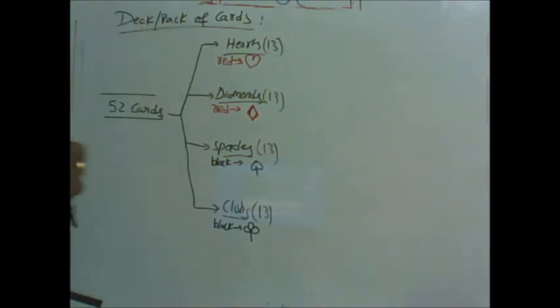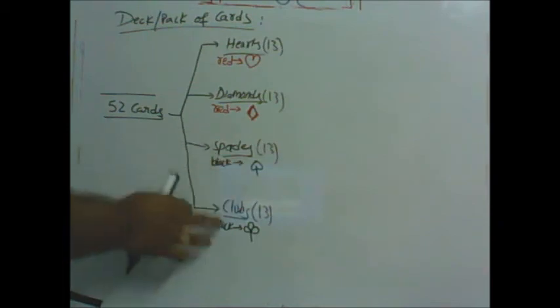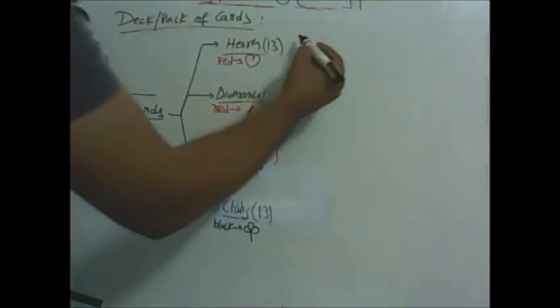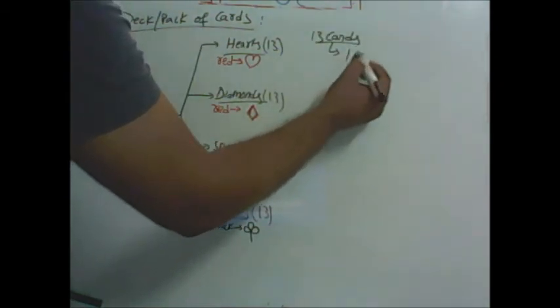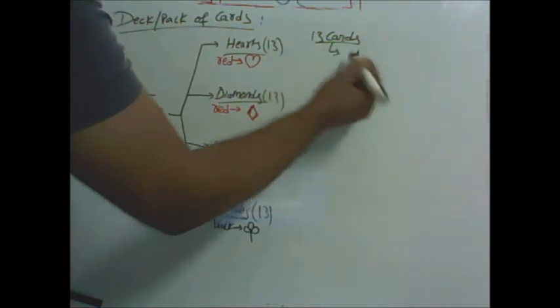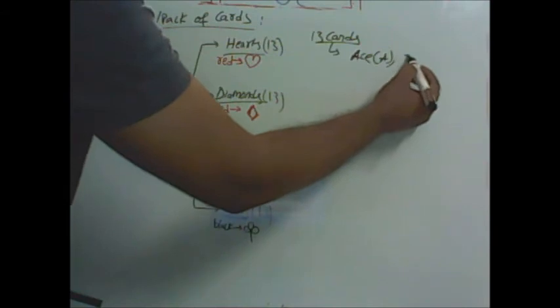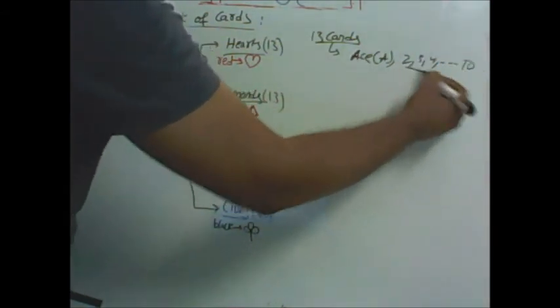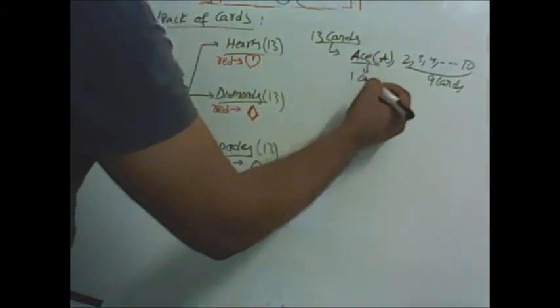Red symbols are there, heart symbol and diamond symbol. Spades and clubs are in black color. In each set, the 13 cards are named as one ace card, whose shortcut is A. Next, numbering is 2, 3, 4, with numbers up to 10. This is 9 cards. This is 1 card.